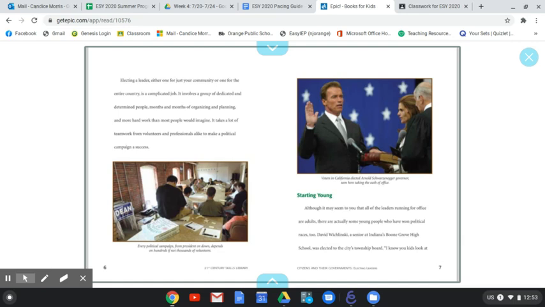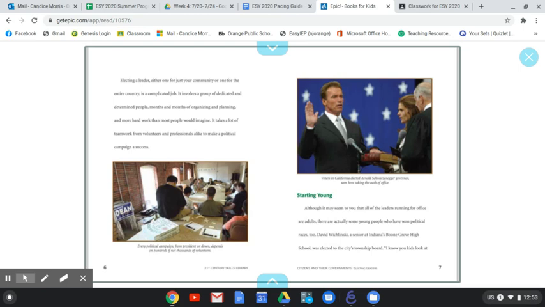Page 6. Electing a leader, either one for just your community or one for the entire country, is a complicated job. It involves a group of dedicated and determined people, months and months of organizing and planning, and more hard work than most people would imagine. It takes a lot of teamwork from volunteers and professionals alike to make a political campaign a success.